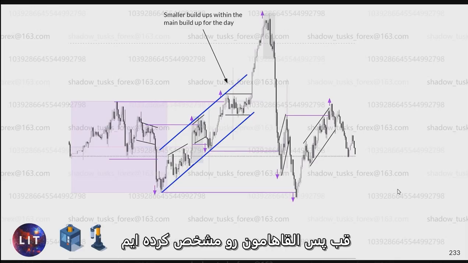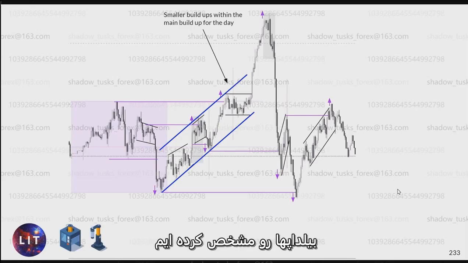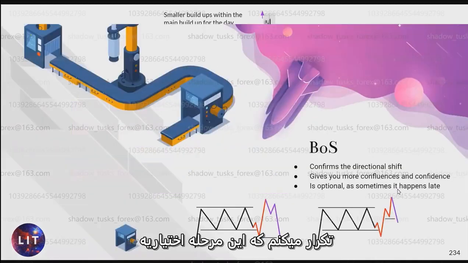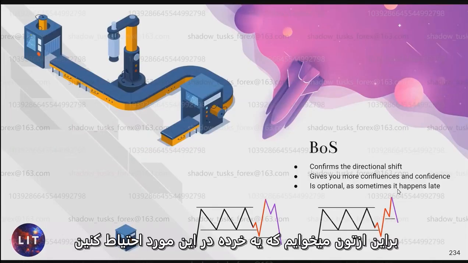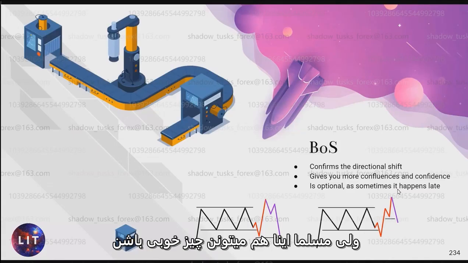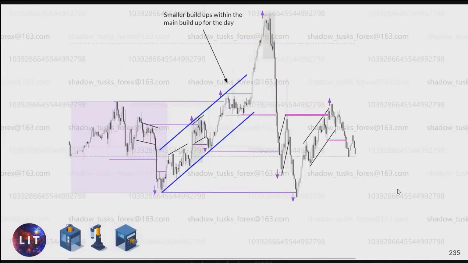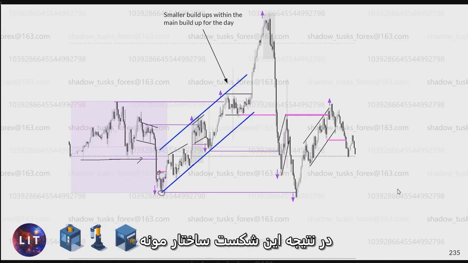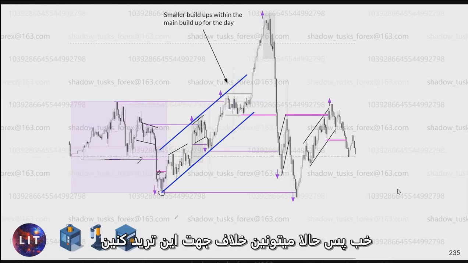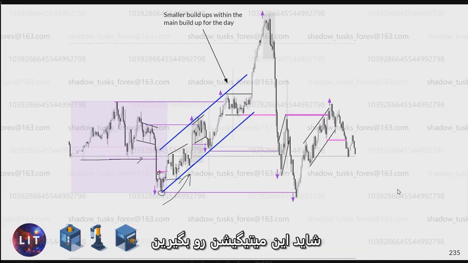So we've identified the build-ups, we've identified the inducements. What's next? Breaks of structure. Again, this is optional, and it can appear late, so we want you to put a little asterisk by these, but obviously these can be good as well. So first off, very nice inducement low, and then this is the push that creates the new low. So this is our break of structure. Now you can be trading away from this. Maybe you take this mitigation.